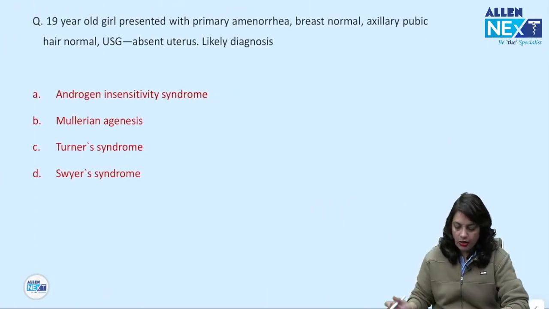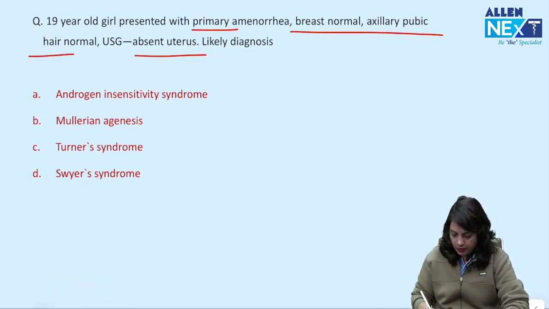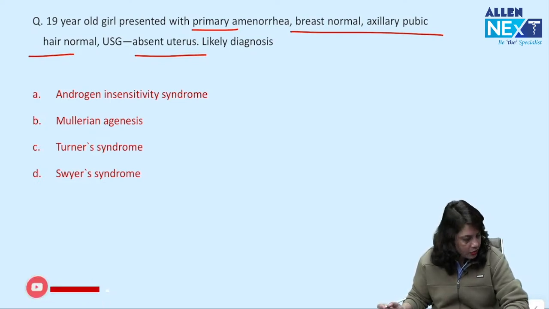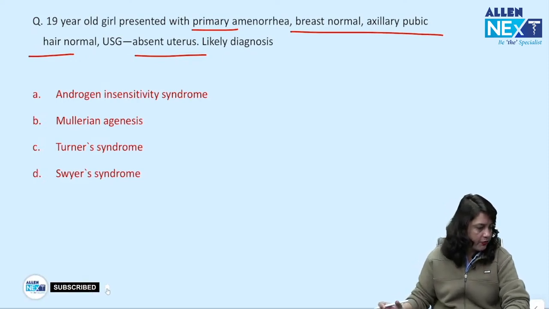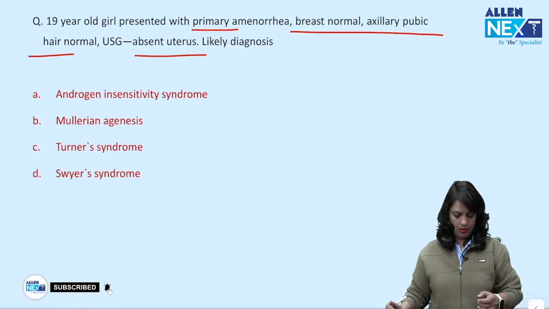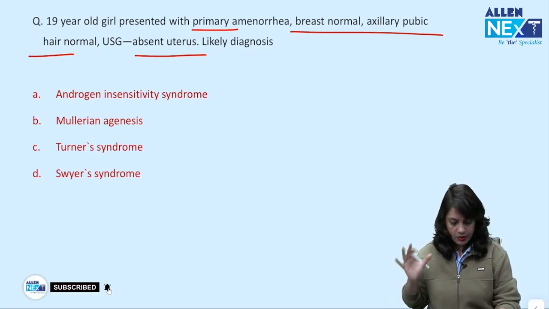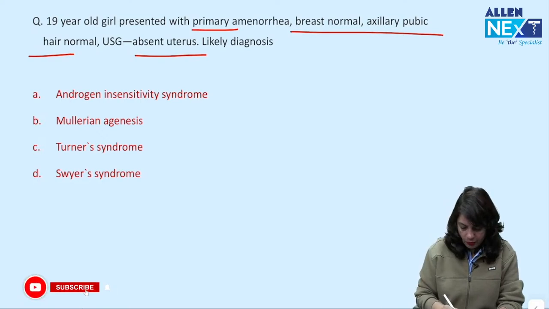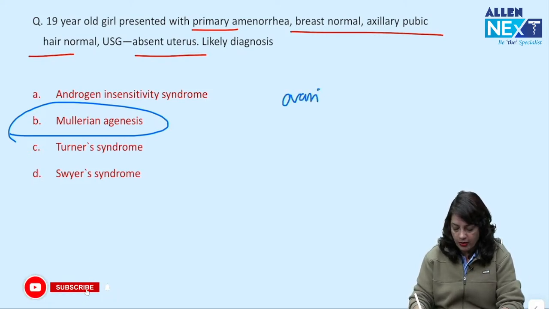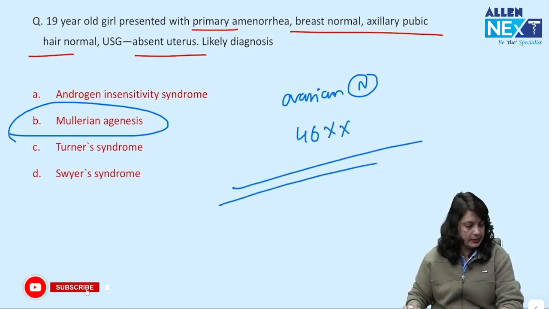Next, 19-year-old girl presented with primary amenorrhea, axillary pubic hair are normal, ultrasound shows absent uterus. What's your diagnosis? Androgen insensitivity syndrome, Mullerian agenesis, Turner syndrome or Swyer syndrome. So we are doing a quick and crisp revision of whole of the syllabus. Axillary pubic hair present, absent uterus, primary amenorrhea. This is no other than Mullerian agenesis, because breast development is normal, that means ovarian function is normal and karyotype will be 46XX in this case.